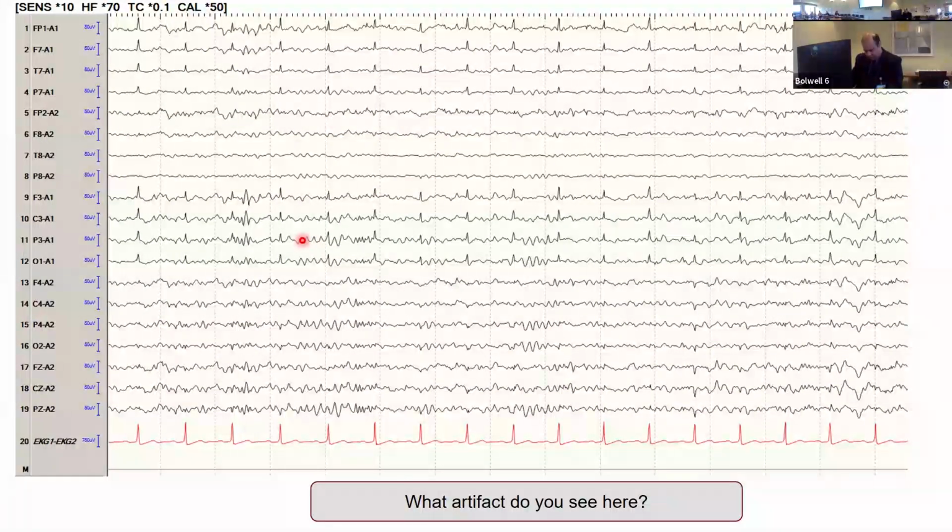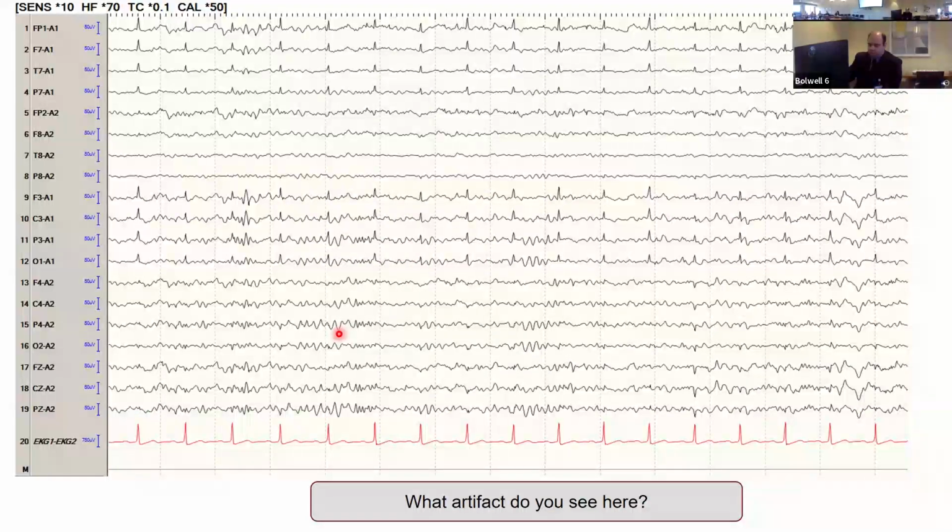This page has an artifact. Can you guys guess what artifact we see here? You see the stuff that comes periodically like this? Can you see it? What do you think that is? Look at channel number 20. Yeah, that's the EKG artifact. Okay. It's also a very common source of artifact.